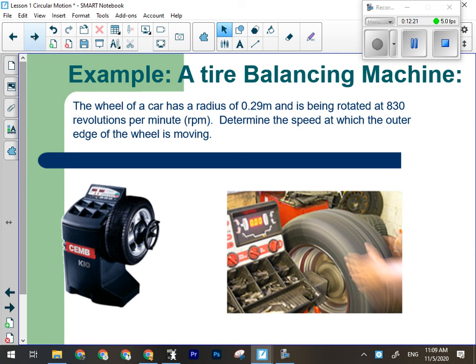I don't know if you've ever seen this, but on some tires you can actually see on the outside little weights that are clipped onto the tire. Usually they stick them on the inside of the wheel. They put these weights on the inside of the wheel, and that helps to balance the wheel so that you don't get that happening.